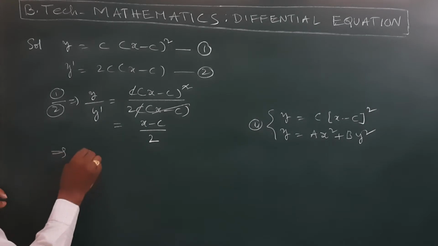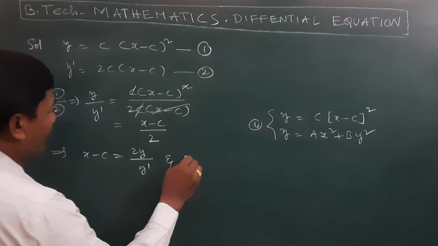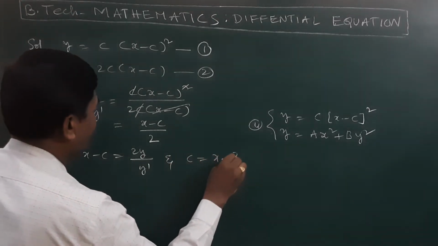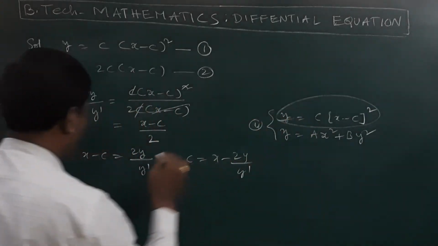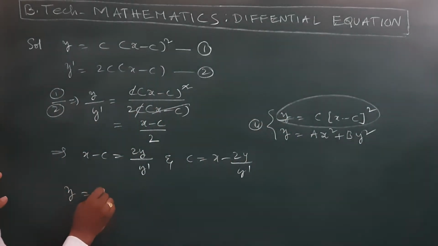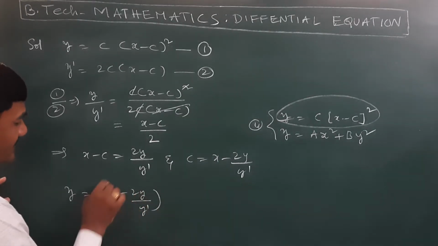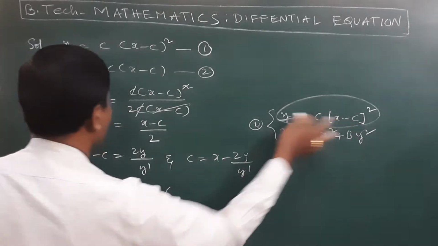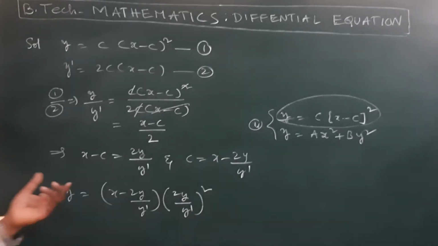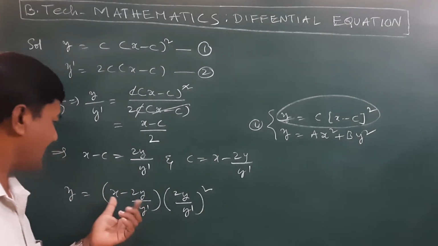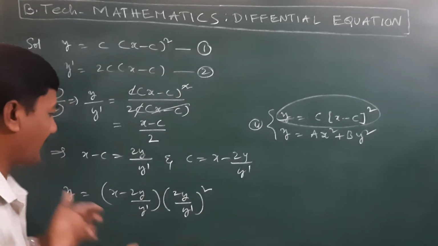That means x minus c is equal to 2y by y dash, and c is equal to x minus 2y by y dash. What is the original equation? This is the original equation only. Original equation: y is equal to c, which is x minus 2y by y dash, into (x minus c), which is 2y by y dash, whole square. So we substitute x minus 2y by y dash and 2y by y dash whole square.